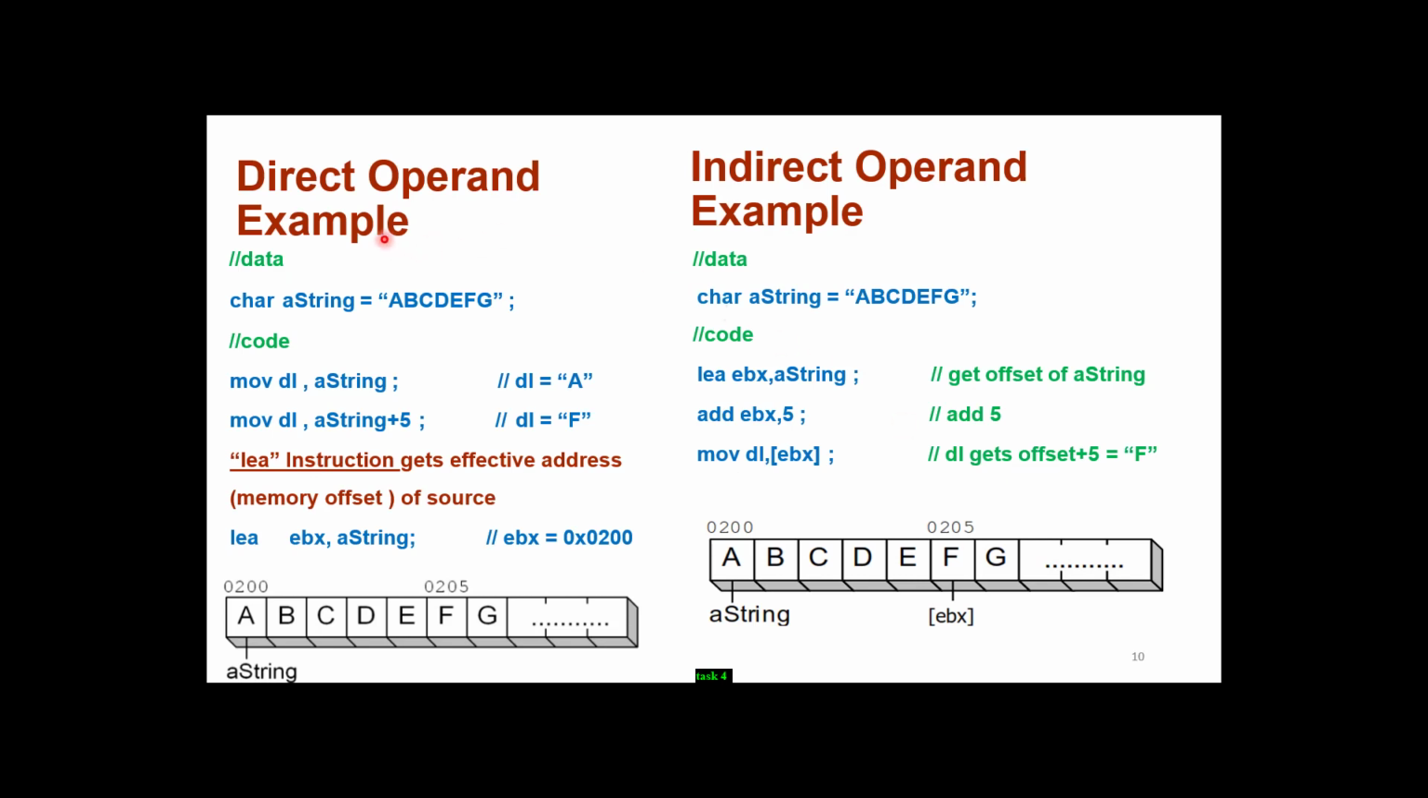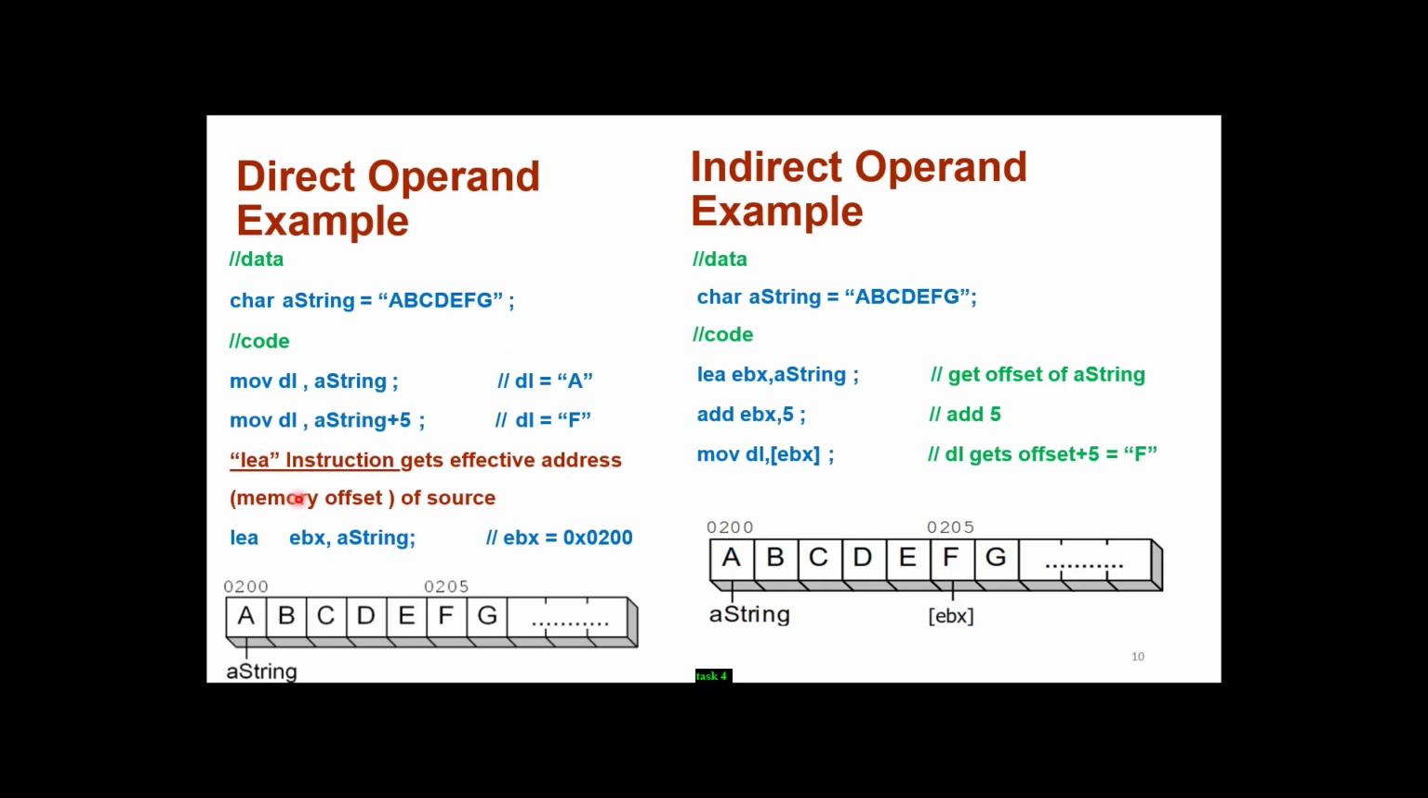So here is the direct operand example, and here is an indirect operand example. Consider a character string which is A, B, C, D, E, F, G between two quotations. This is a string. Move A string to DL. When you say move without any addressing, this means the first character will be moved. Now move A string plus 5, this means 0, 1, 2, 3, 4, 5. So we are going to move F into DL.